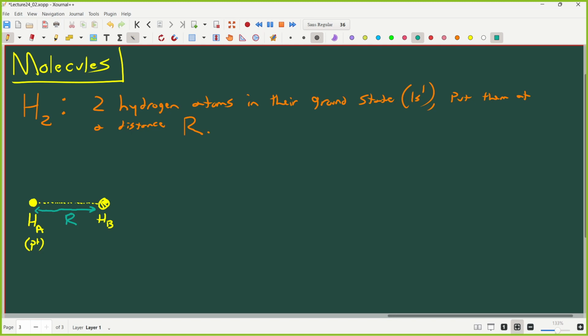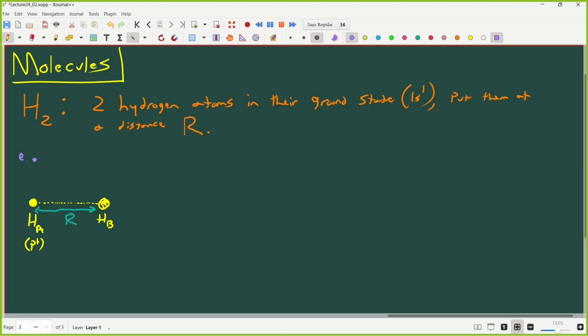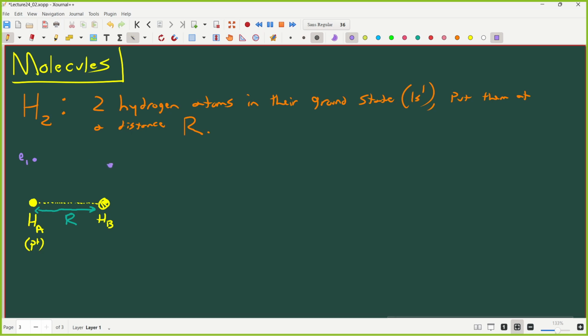Okay, and we also have 2 electrons in our system. So let's put those electrons in here. I'll do them in a different color. Here's our electron on the first atom. We'll call this e1. I think it's better to have different labels. So e1. And then we'll put in another electron, which is the one for B, e2 here.